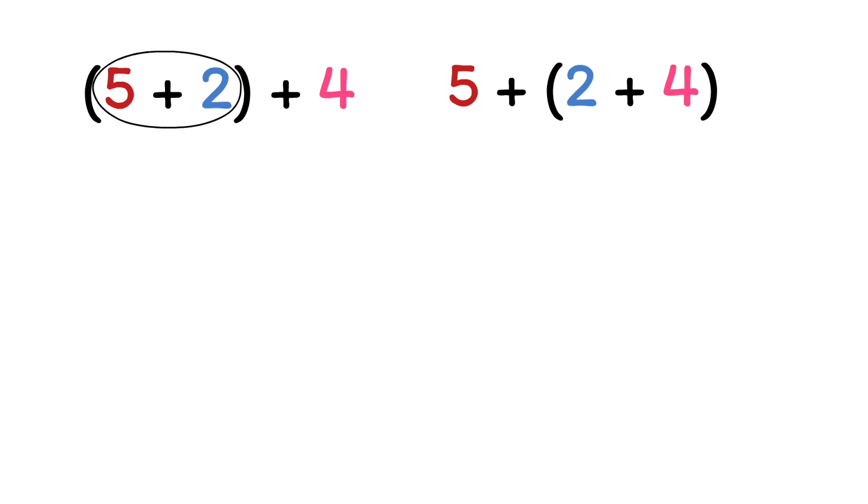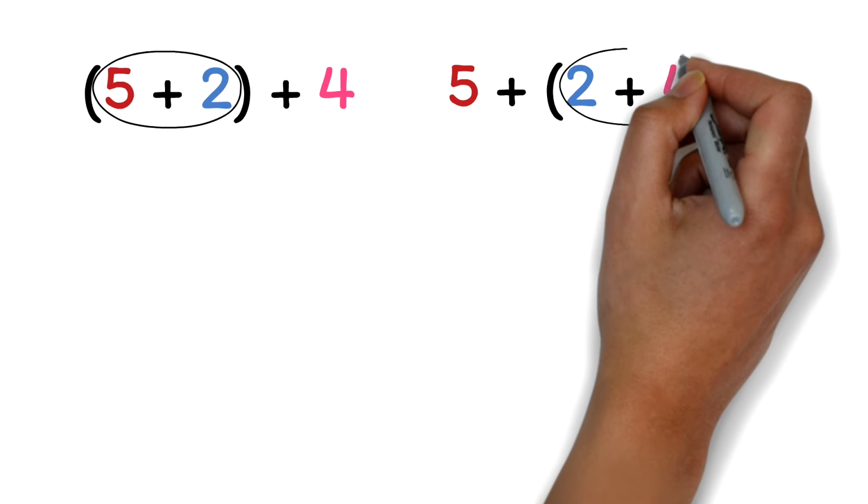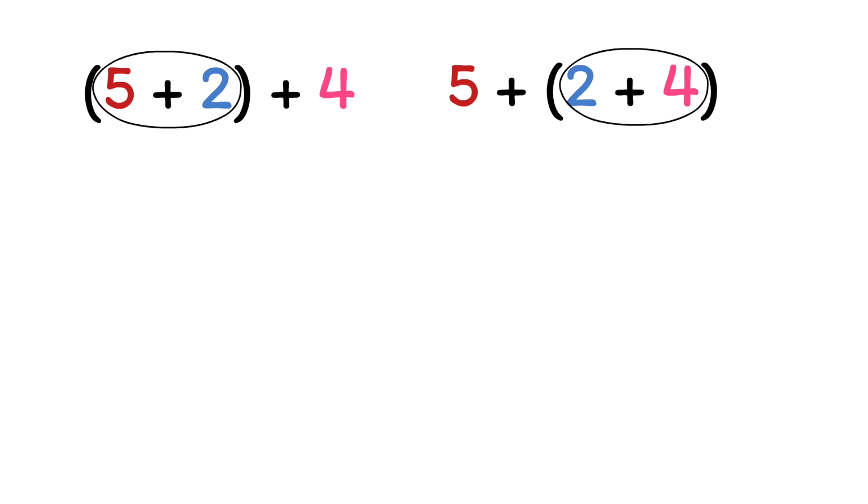And on the right side, 2 is associated with the 4. Here, the parentheses show the grouping or association. Now, according to the associative property, even though both sides have different arrangements of the parentheses, they are still equal. So, let's verify this. Note that because of the order of operations rule, we must work on the numbers inside the parentheses first, before anything else.